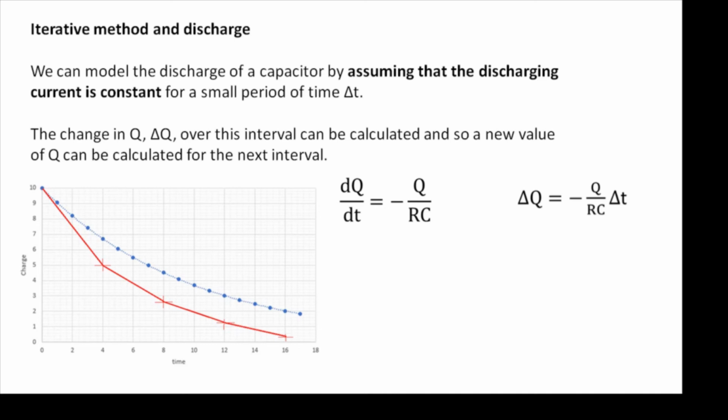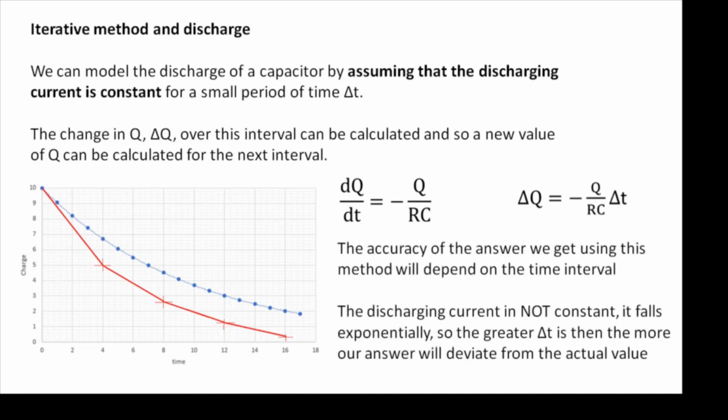How accurate is this method? The accuracy of the answer we get is very much dependent on what time interval we use. Because we're assuming that the discharging current is constant, but it isn't constant, it falls exponentially. So the bigger the time interval, delta t, the less accurate our answer will be.